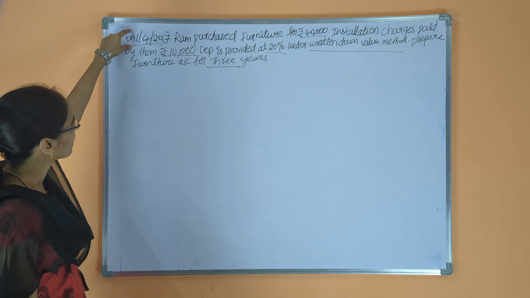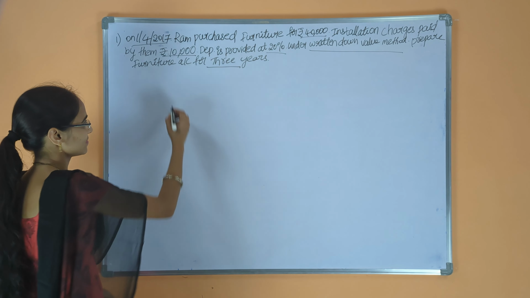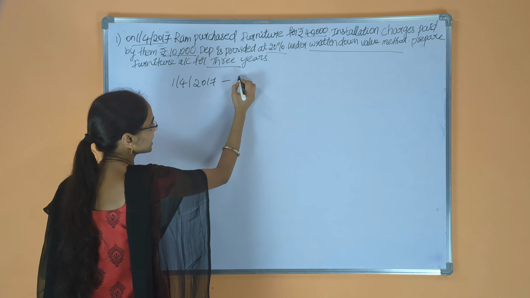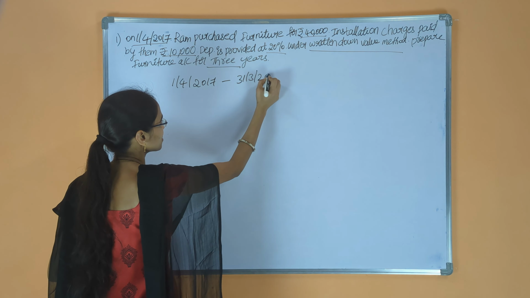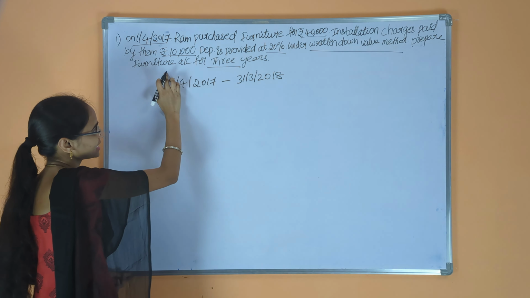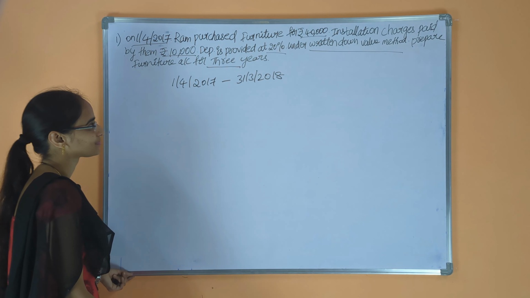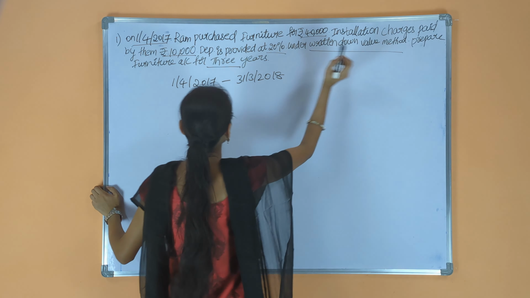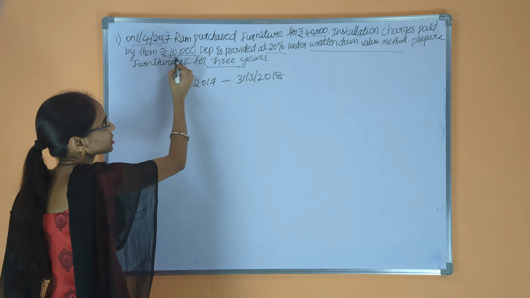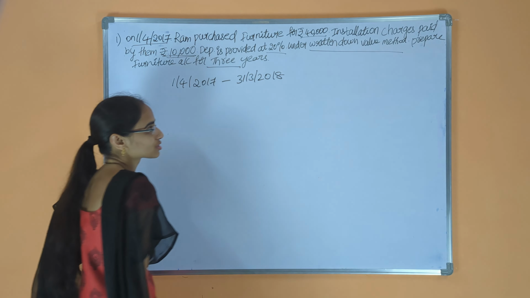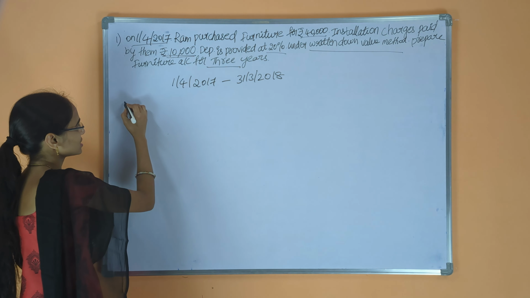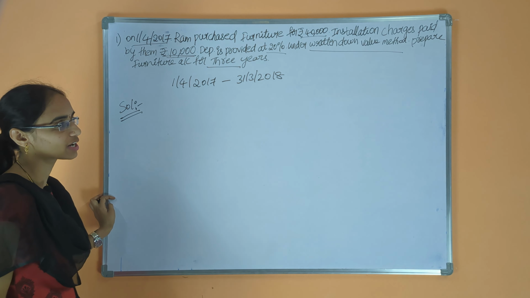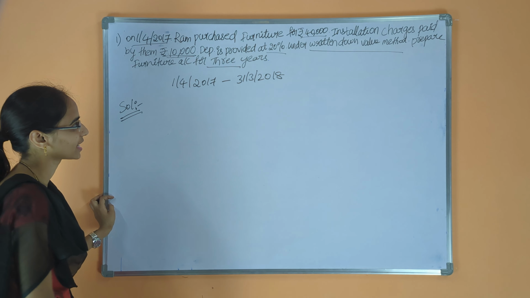Okay, opening year is 1st April 2017, and the end of the year is 31st March 2018. Up to how many years we will prepare? For 3 years. Now here one extra point is given: installation charges paid by them. So this amount will be added to the cost of the furniture. Now see the solution. First we will find out the depreciation amount. After that we will go to the furniture account.